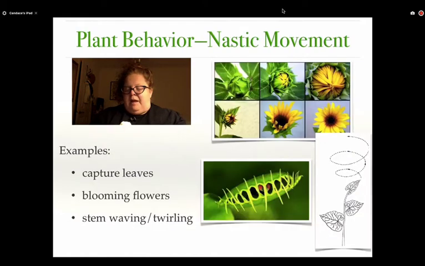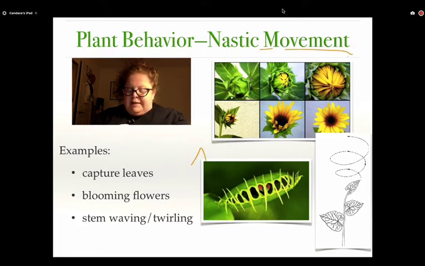All right, so really nastic movement, we're not going to talk as much about just because it isn't quite as simple as tropic movement. And tropic movement is simpler and so therefore easier for us to understand as we're just beginning to learn about plant behavior. So nastic movement is what is seen in these behaviors here.